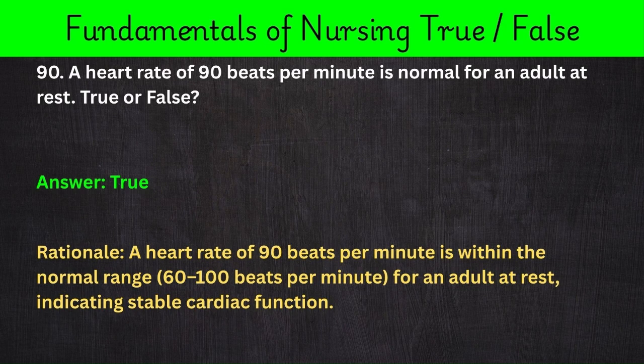90. A heart rate of 90 beats per minute is normal for an adult at rest. True or false? Answer: true. Rationale: a heart rate of 90 beats per minute is within the normal range, 60 to 100 beats per minute, for an adult at rest, indicating stable cardiac function.